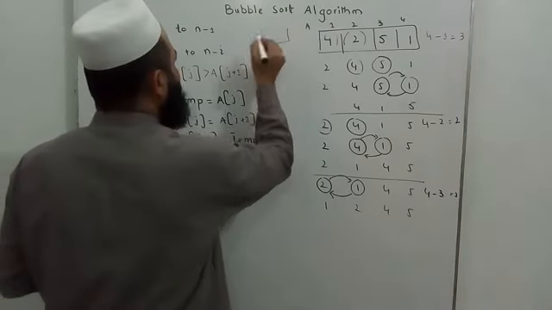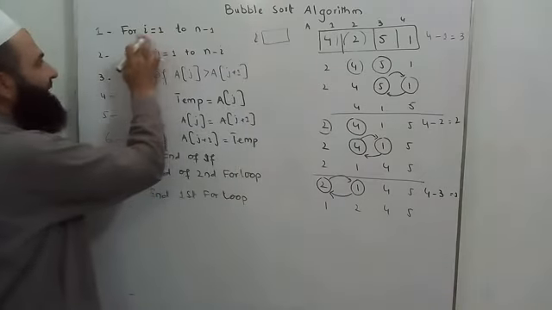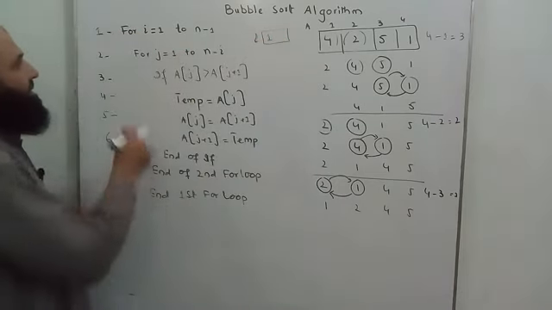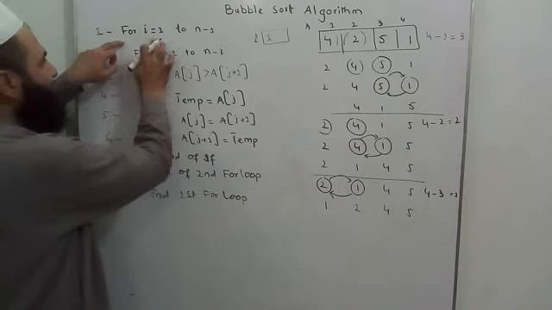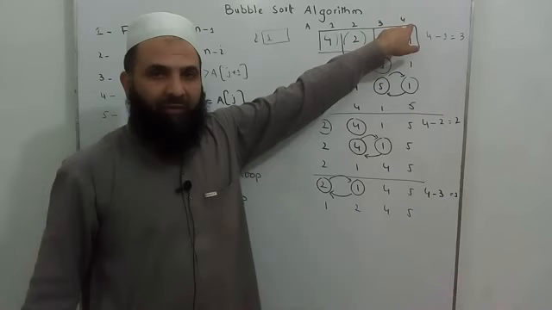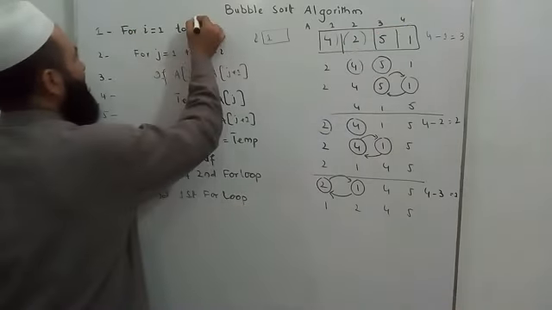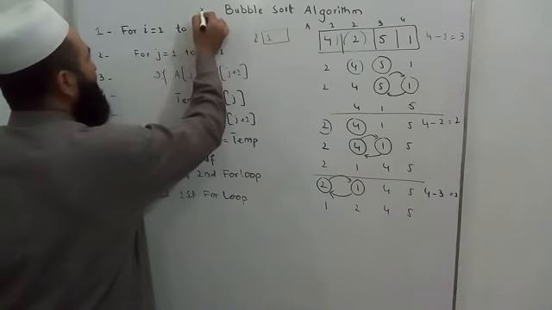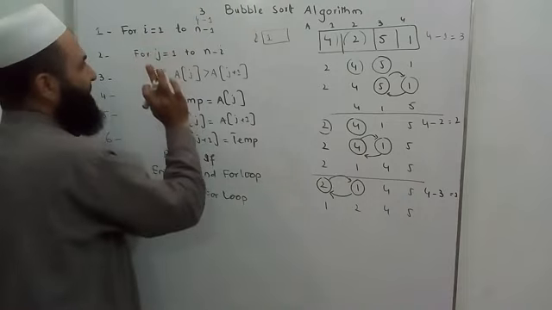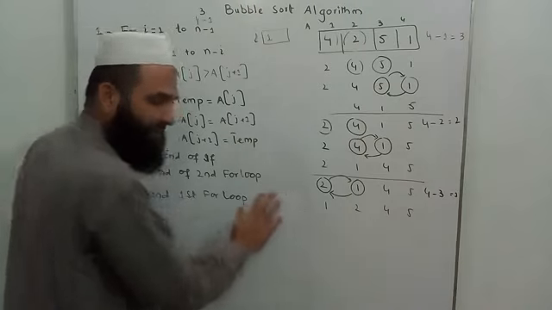I is declared as a variable. I is initialized in the first for loop. I is initialized to 1, and it will be executed. This loop will be true up to n-1. In this case, the last item of the array is 4. The index is 4, so 4 minus 1. This loop will be executed 3 times, from 1 up to 3, because the number of passes is 3.